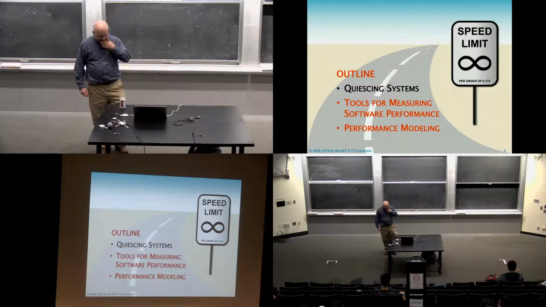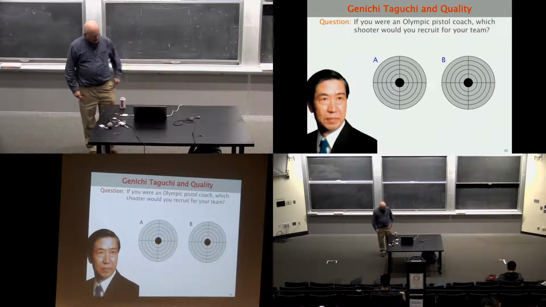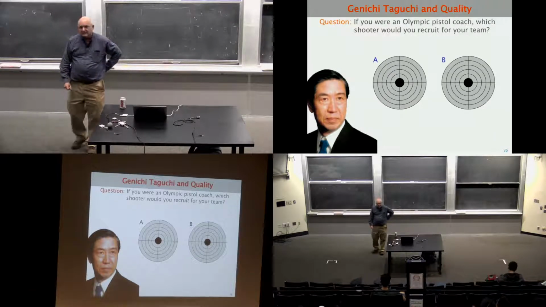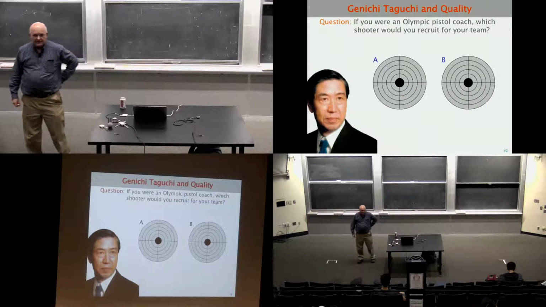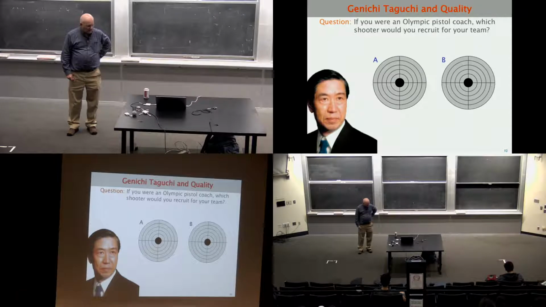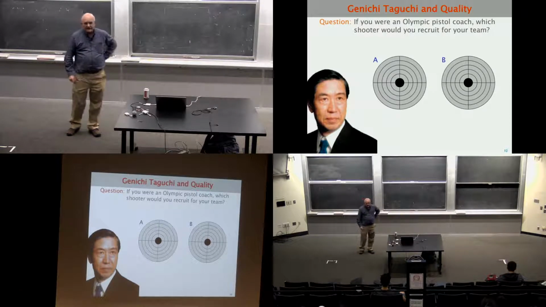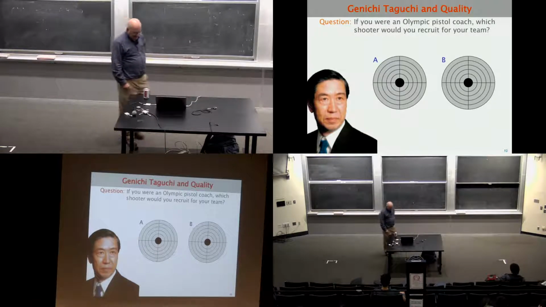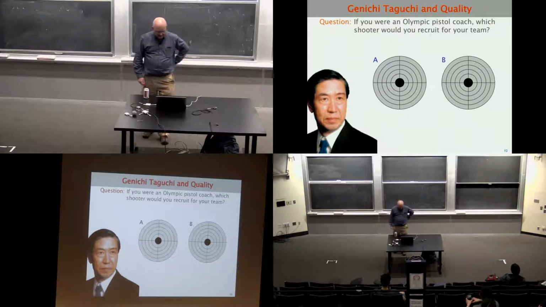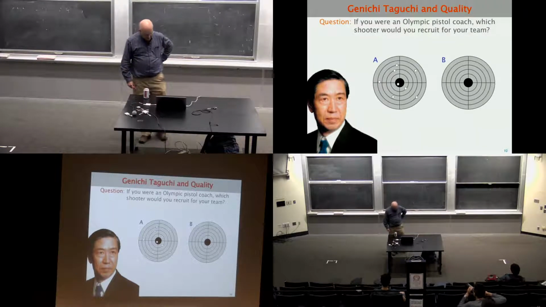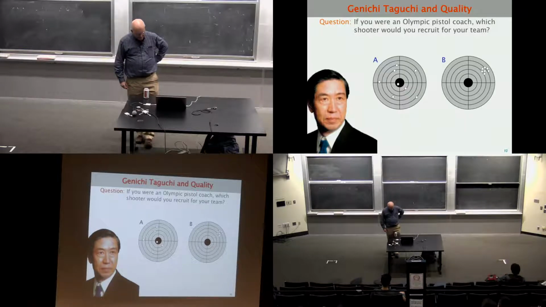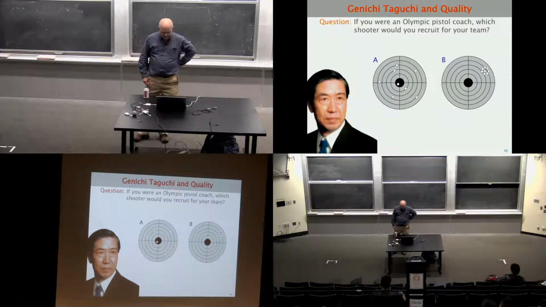So we'll start first with quiescing systems. Who knows who Genichi Taguchi was? Anybody here? No? He's very famous because he's the one who made the automobile industry produce reliable cars. He did a lot of different things, and I'm going to point out one of the things that he observed. Suppose you were an Olympic pistol coach, and you've got two shooters, A and B, and you look at their targets. Here's A's target. Oh, he hit the bullseye. And if you add it up, he's got a pretty decent score. Then you look at B. Oh, B didn't even hit the bullseye, and his score is really lousy.